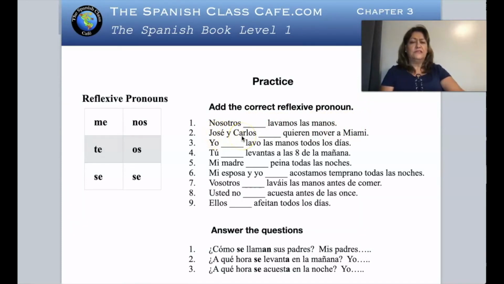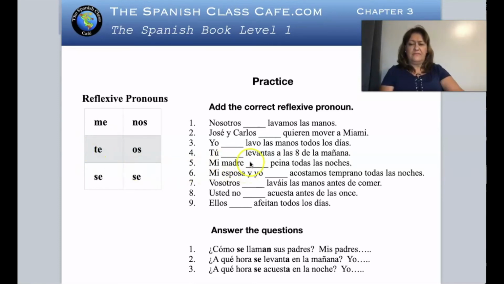And you have José y Carlos. José y Carlos is they. That will be right here. José y Carlos quieren moverse a Miami. Yo is right here. Then it is yo me lavo las manos todos los días. Tú, second position, on the left. Tú te levantas a las 8 de la mañana.